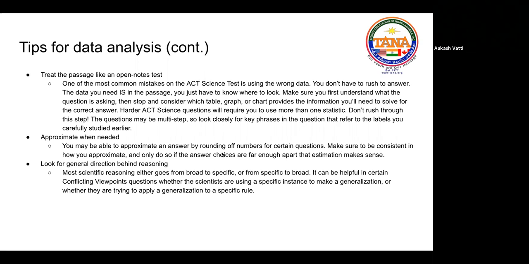Approximate when needed. You may be able to approximate an answer by rounding off numbers for certain questions. Say you have 36.33357. You can just put 33 in whatever you're calculating instead.